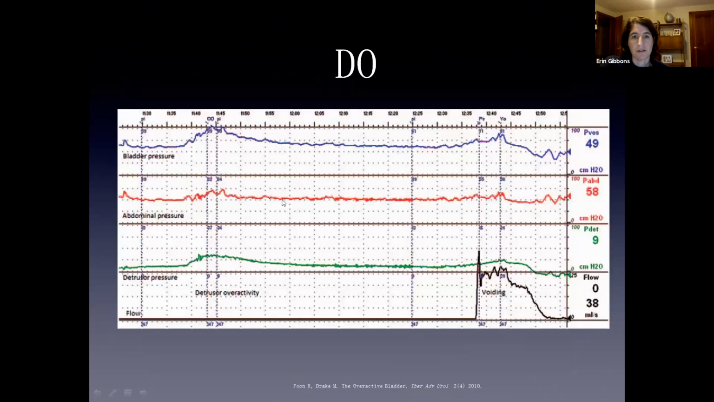I have a couple others. This one, not as pronounced again, but the green line showing again the detrusor pressure with the bladder being filled, an uninhibited contraction. It can be provoked as well. So you can have an abdominal contraction as well at the same time.